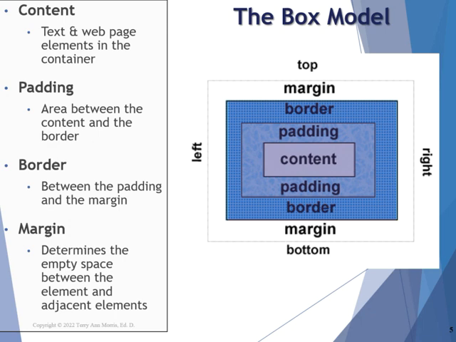Content are text and web page elements in the container. Padding are area between the content and the border. Border is between the padding and the margin, while margin determines the empty space between the element and adjacent elements.